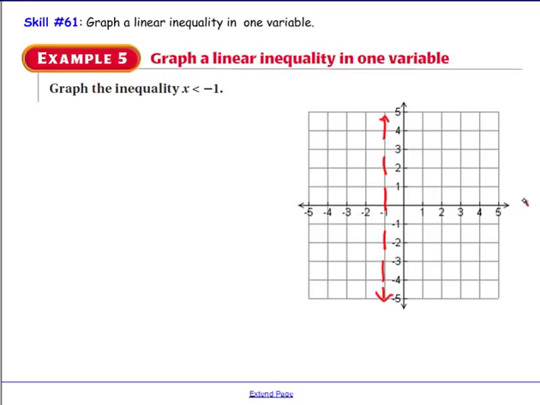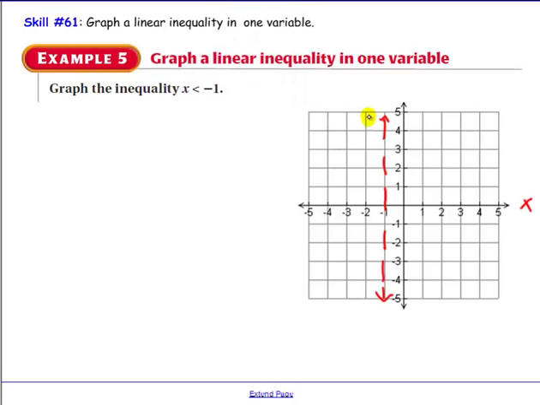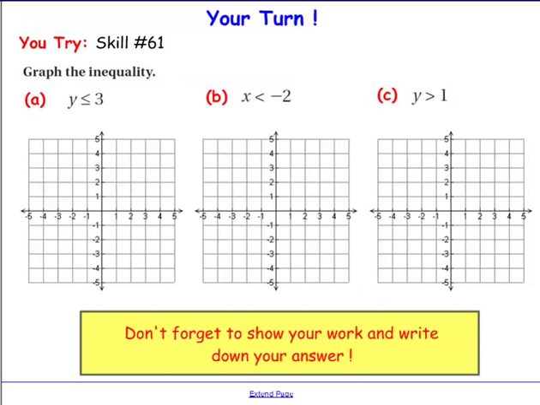So look at your x-axis. Where do the x values get smaller? Do they get smaller as I go to the right, or do they get smaller as I go to the left? They get smaller as I go to the left. So I'm going to shade on the left side of the boundary line. So all the points in my yellow region again are part of the solution. So pause the video and try these 3 examples.